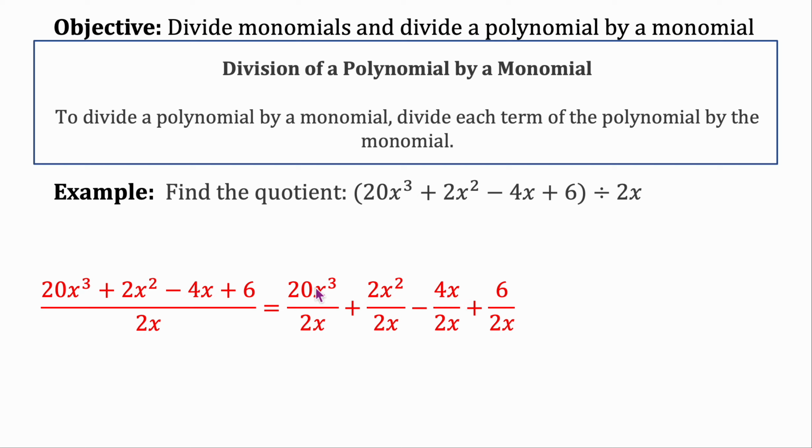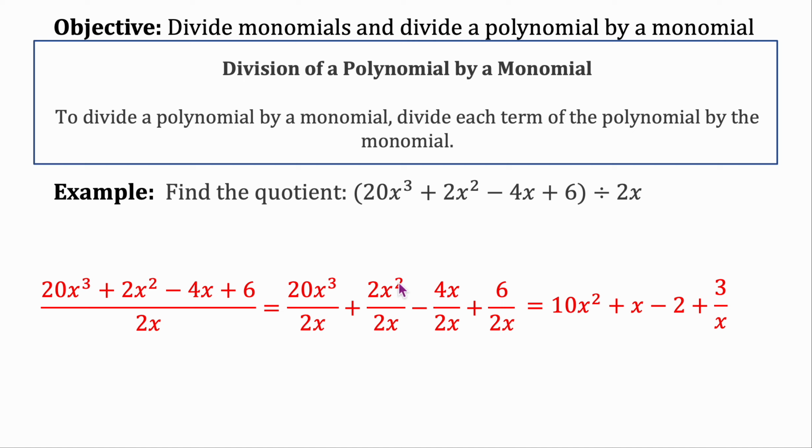So you'll notice I've taken our 20x cubed over 2x, our 2x squared over 2x, our 4x, and we put the minus between them, minus 4x over 2x, and a plus 6 over 2x. Now let's simplify each term here. 20 divided by 2 is the 10. X cubed divided by x, 3 minus 1, is the 2 you see there.